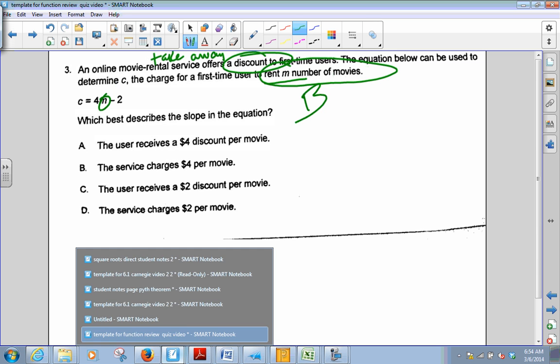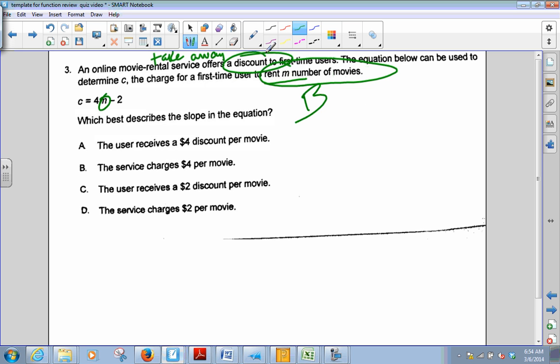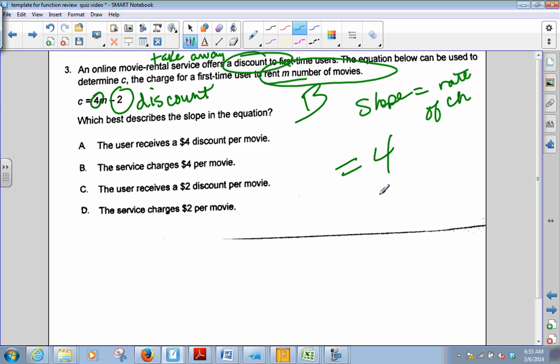Okay, and it says it can be represented by this equation. So the fact that the discount represents taking away cost, you're going to be able to look at this equation and see, because this is minus 2, this is your discount. So apparently, they're going to charge you the number of movies times the normal price, but then they're going to take away $2 from the price to encourage you to come the first time. So it says, which best describes the slope in the equation? Remember, the slope equals rate of change. Rate of change, as we saw in question number 1, is this number right in front of the variable. So it's got to be 4. So they're asking what the 4 means.